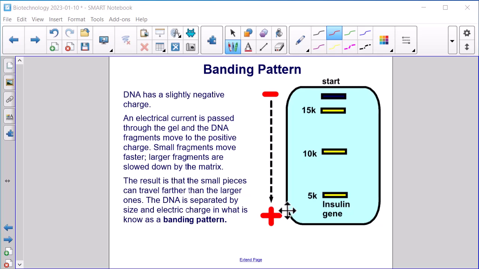The DNA is separated by size and electric charge in what is known as a banding pattern. So from our insulin example, we would see 3 distinct bands: one for the 5,000 fragment, one for the 10,000, and one for the 15,000.